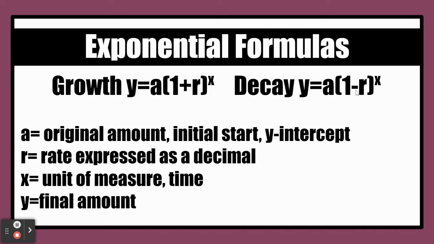Now let's take a look at each variable. A represents the original amount, the initial start, or if we're given a graph, the y-intercept. R is our rate expressed as a decimal. X is our unit of measure. Sometimes it's also the time. And Y is our final amount.